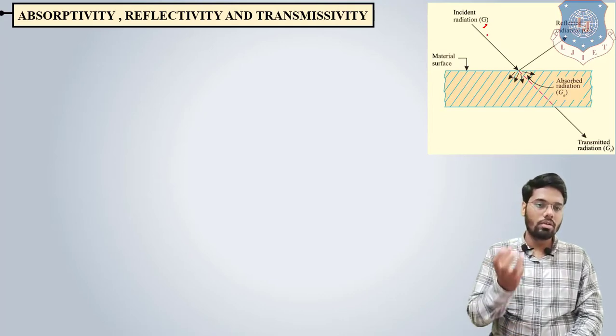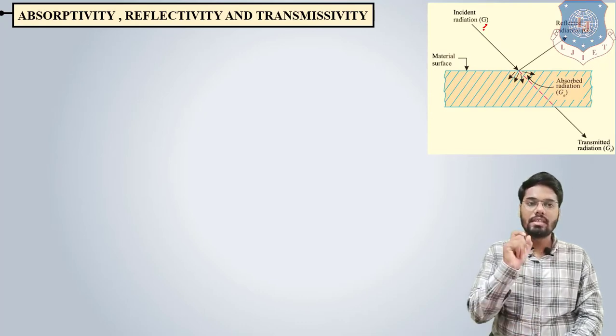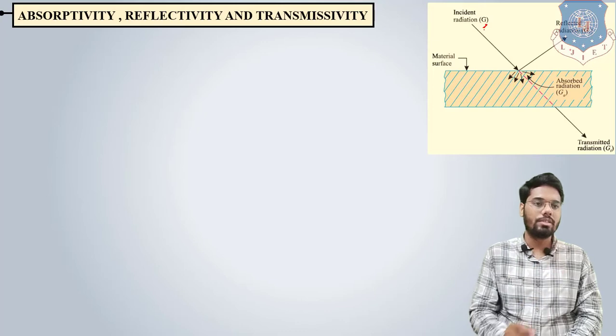So the total amount of wave which is incident on this body is capital G. Now from this capital G, some portion will be reflected, which is denoted by G suffix R.